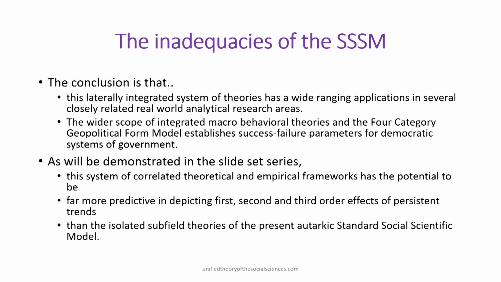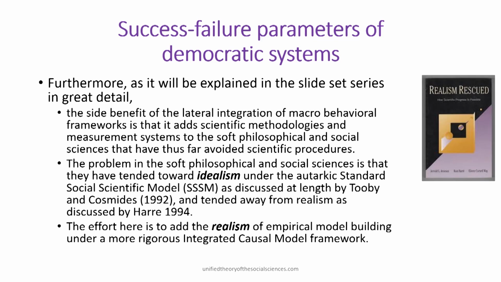The wider scope of the integrated macro behavioral theories in the four-category geopolitical form model establishes success-failure parameters for democratic systems of government, as will be demonstrated in the slide set series. This system of correlated theoretical and empirical frameworks has the potential to be far more predictive in depicting first, second, and third order effects of persistent trends than isolated subfield theories under the present autarkic standard social scientific model.